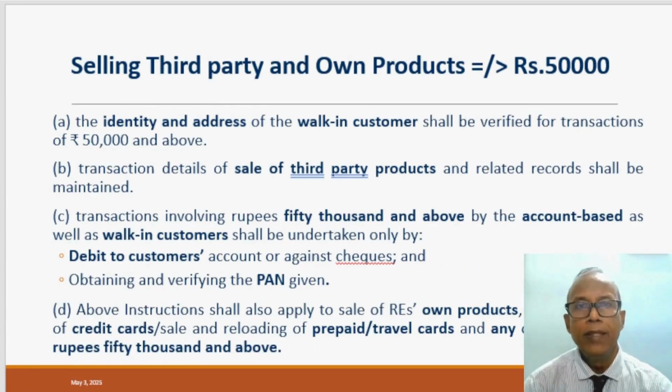KYC rules for selling third-party and own products of rupees 50,000 and above. For any transaction of rupees 50,000 and above involving third-party or own product sales, the customer's identity and PAN must be verified. Payment should be accepted only via debit to bank account or through cheques. These rules apply to sale and reloading of credit cards, prepaid cards, and any other financial product for rupees 50,000 or above.